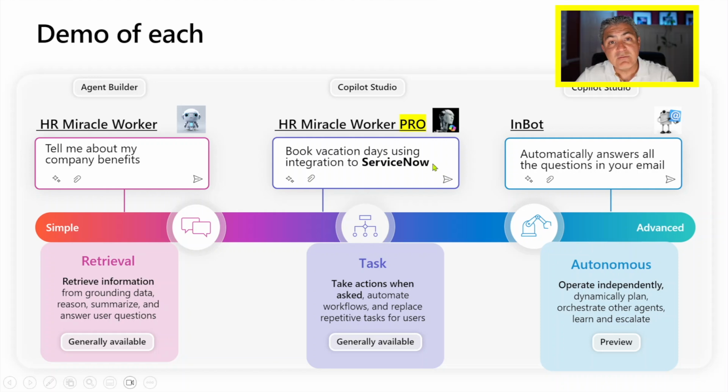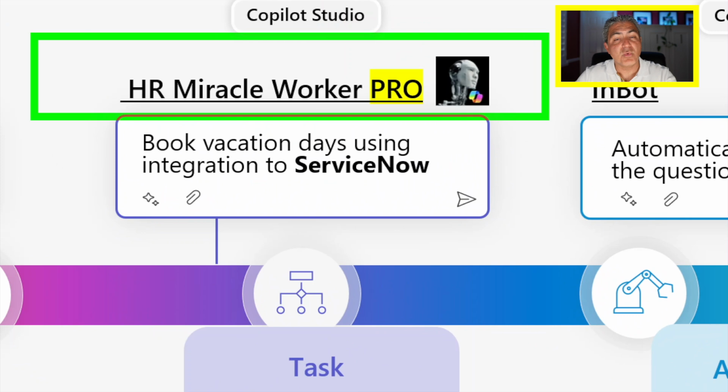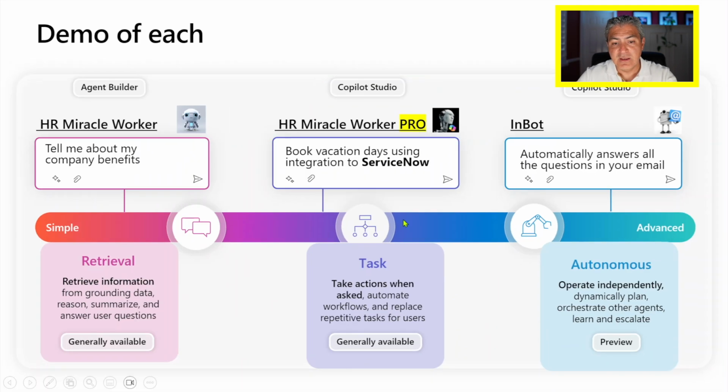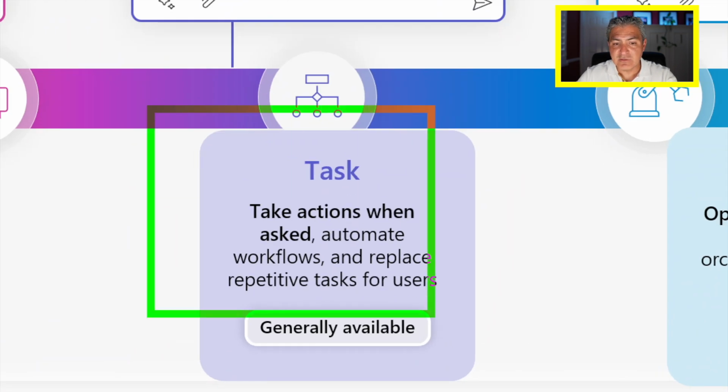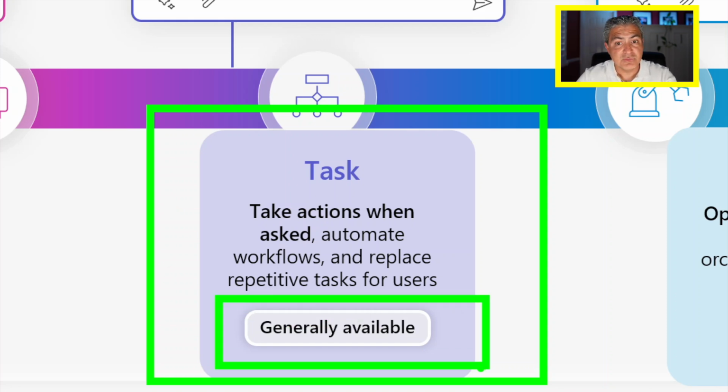to the next. Now, what I've never shown before is this center one called the HR Miracle Worker Pro Edition. And I used Copilot Studio to develop it. And what makes it pro is that it has integration to ServiceNow for read and write so that I can use it to book my vacation days. So basically that makes it a task-based agent because it can take actions based on questions that I ask it, like booking vacation days, automates workflows, and replaces repetitive tasks. And that is generally available today.